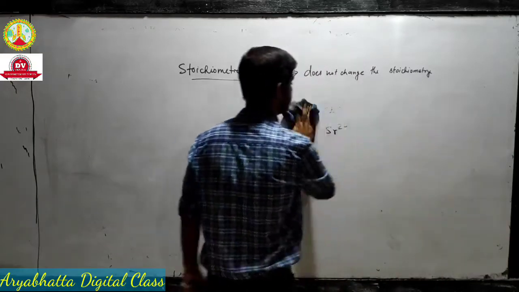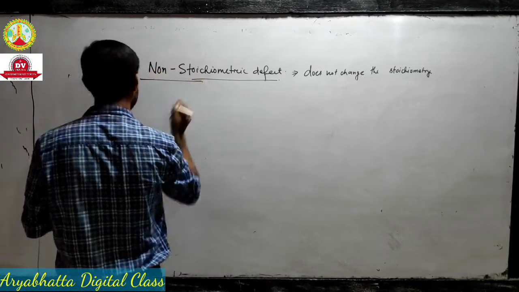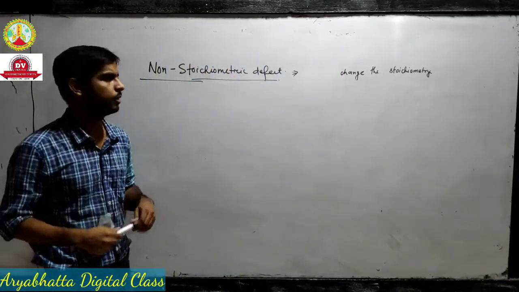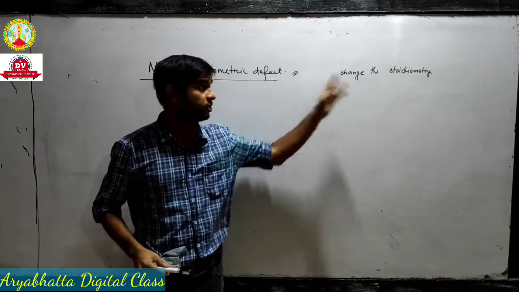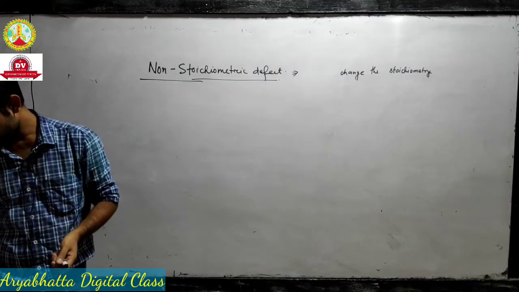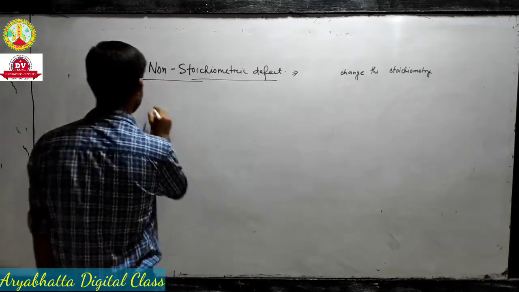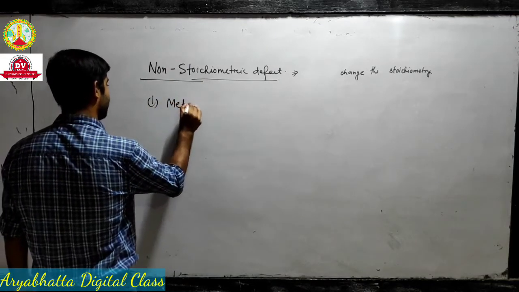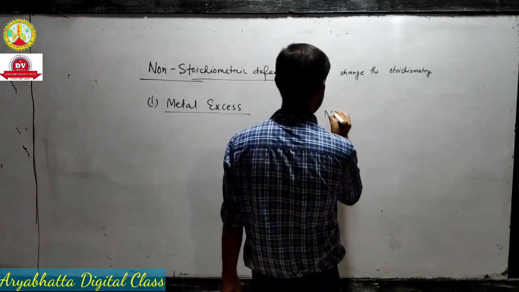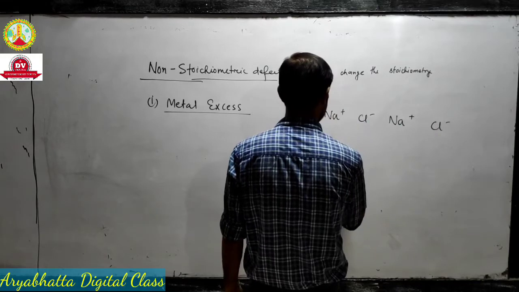Now we will discuss some non-stoichiometric defects. Obviously it will change the stoichiometry. In non-stoichiometric defects, one is the metal excess defect. Now the metal excess defect, I must not rub this because I have to use it all the time.